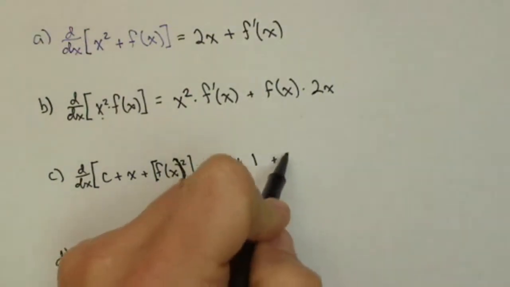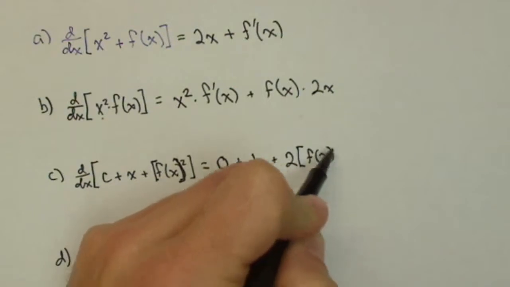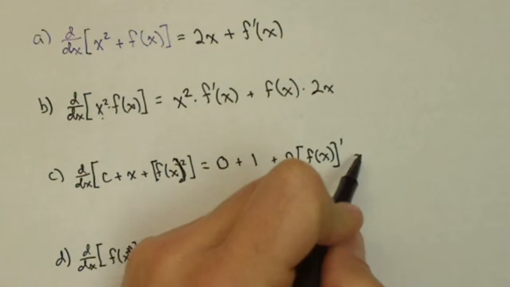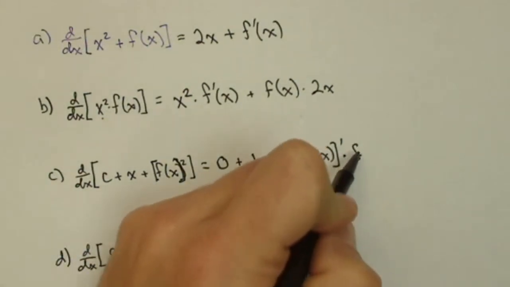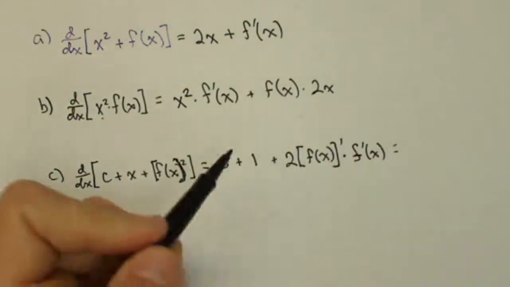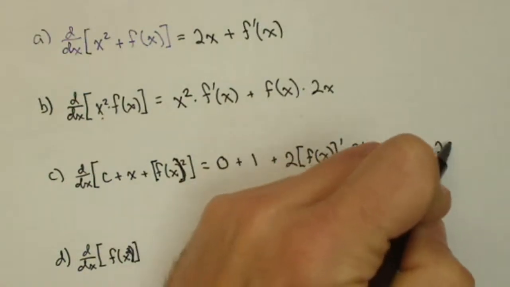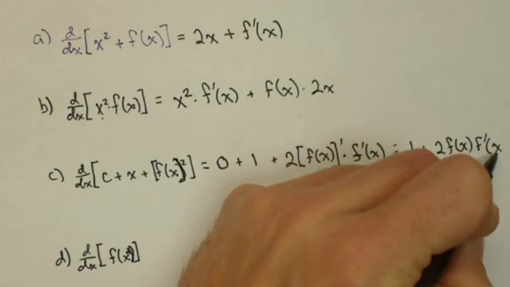So we're going to pull the 2 out front. We're going to leave f of x alone, and we're going to decrease the power by 1, times the derivative of the inside, which will be f prime of x. Now anything to the first power, we don't need to write the power, so we could write this as 1 plus 2 f of x, f prime of x.